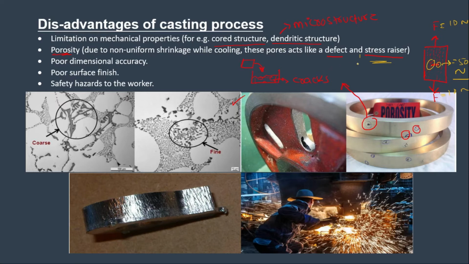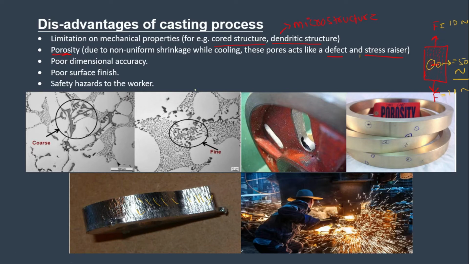That's why it's a really dangerous one in some cases, especially in the aerospace industry. Then we have poor surface finish. This is one of the general problems of the casting process. You can see here it has a very rough surface. So this is a very common problem of the casting process, except in a few processes where we are able to control the surface finish, right?